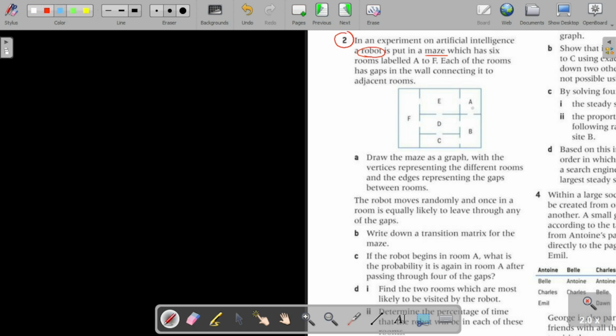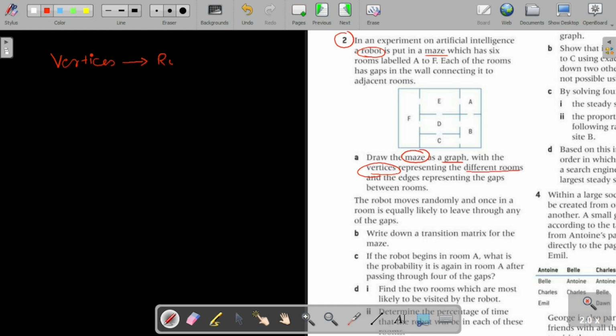For example, A has this gap. From this gap you can connect to B. This has a gap also which connects to E. So like this. So what is the question saying? The question is saying draw the maze as a graph. So we have to represent this maze as a graph, where the vertices represent the different rooms. So first of all, vertices represent rooms.